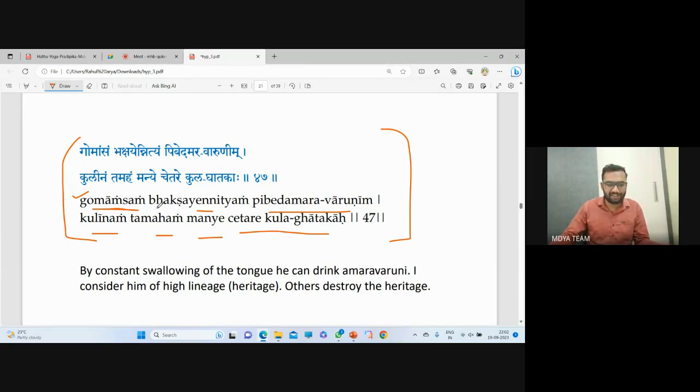Now here Swatmaram is telling that Gomas Bhakshanam is important and Amravaruni is important, drinking of the Amravaruni. And others are Kulghataka. It means they are not good for society, those persons who are not taking Gomansam and who are not taking the Amravaruni. Now you have to understand what is Gomas Bhakshan and what is Amravaruni. These two words are here.